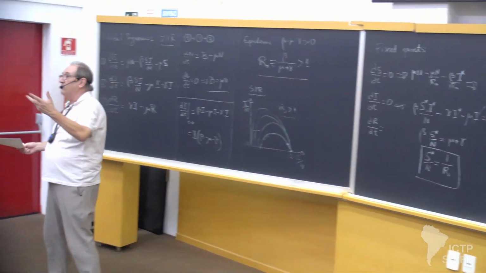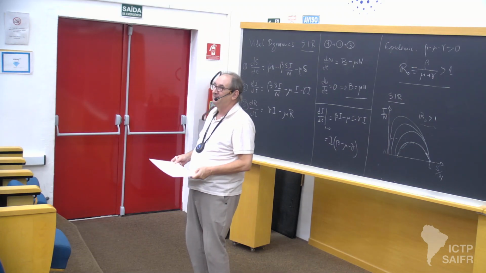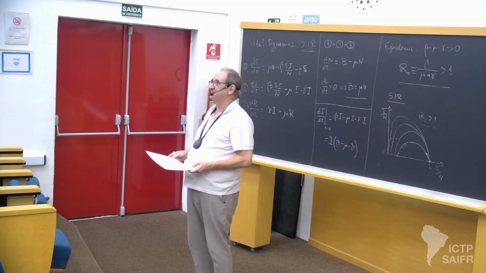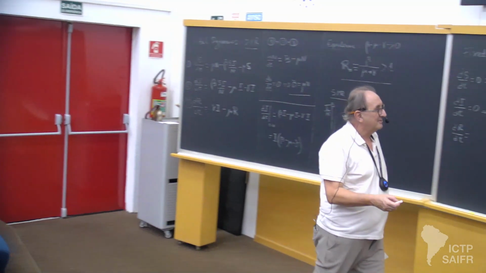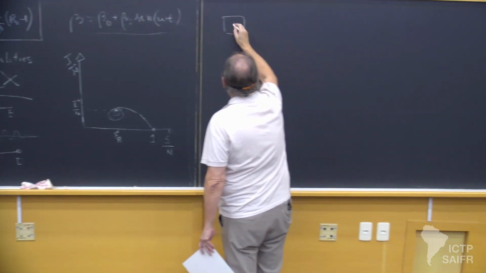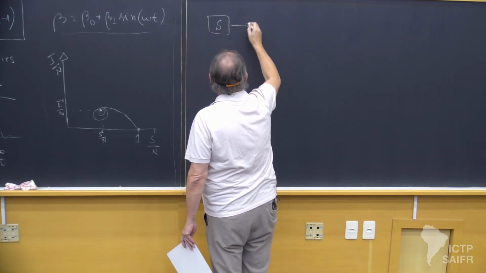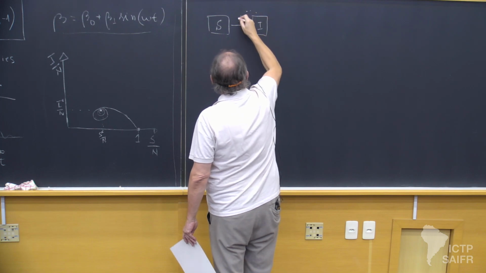So, what would be a model where you don't have immunity? The case of gonorrhea, for instance. A model with no immunity is one where you have a susceptible population that gets infected. Okay? And I put this here.